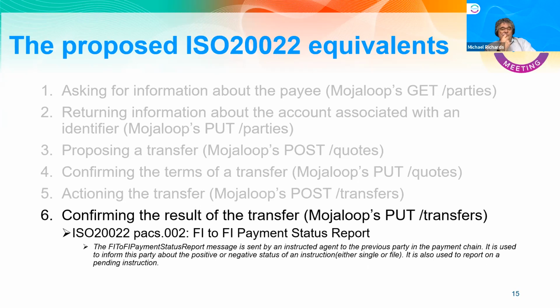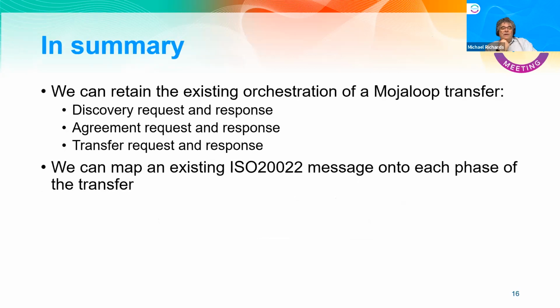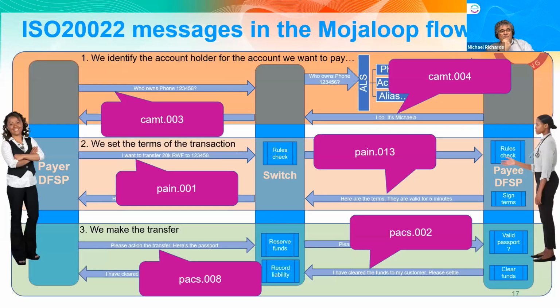And that obviously corresponds to the PUT transfers that we have in the Mojaloop API at the moment. So, broadly speaking, we think we can retain the existing orchestration of a Mojaloop transfer. There's a discovery request, a discovery response, an agreement request and response, and a transfer request and response. We think we can map an existing ISO 20022 message onto each phase of the transfer like that. So, sounds good.